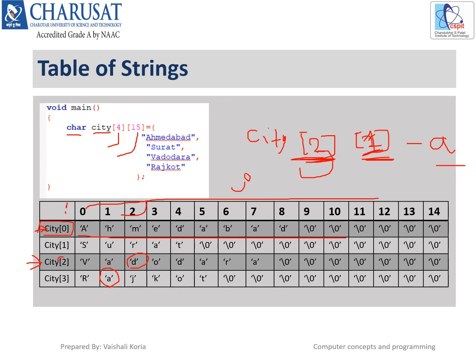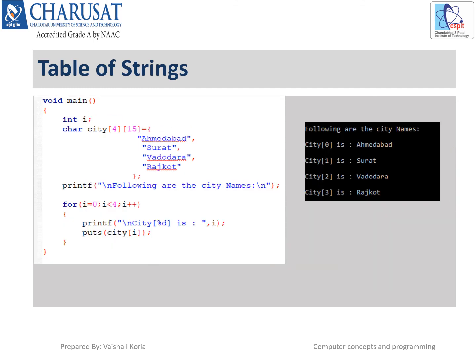Okay, next is how we can print these city names. As we discussed, the names of the cities are stored in city 0, city 1 like this. If you want to print them, then obviously you have to take a for loop, because there are 4 strings that we need to print, and each string is stored in city 0, 1, 2, so the indices are from 0 to 3. So we can use the for loop. We'll print the message that city 0 is, city 1 is, so we want to print this message before printing the actual city name.